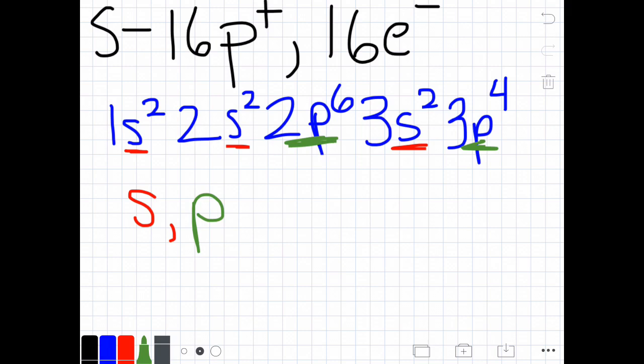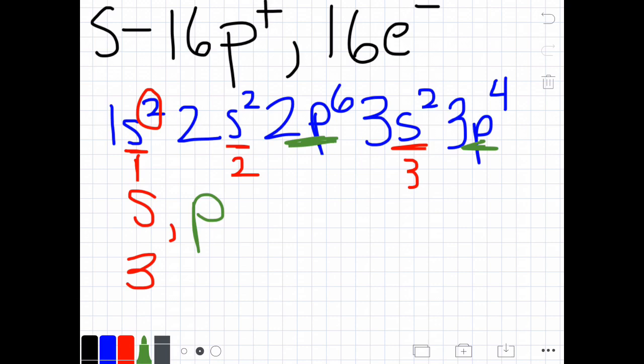Now, if we wanted to determine how many of each type of orbital we have, we have to think of how many orbitals of each type we can have at a given energy level. So we know that we can have one s-type orbital at each energy level, and that one orbital can hold 2 electrons. So we have 1, 2, 3 total s orbitals. And then we know that we can have 3 p orbitals at each energy level.